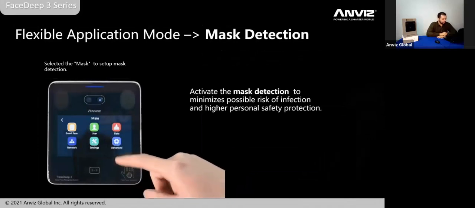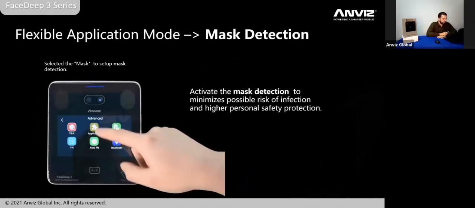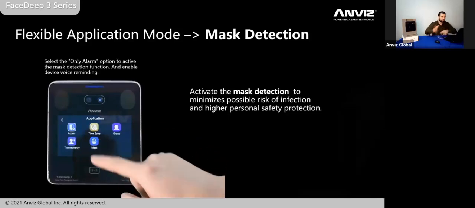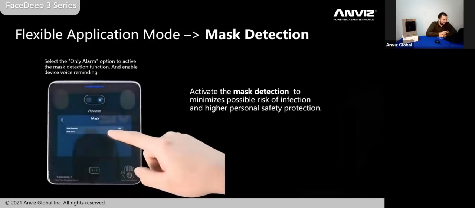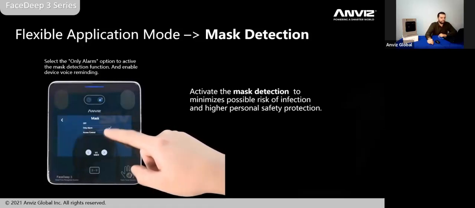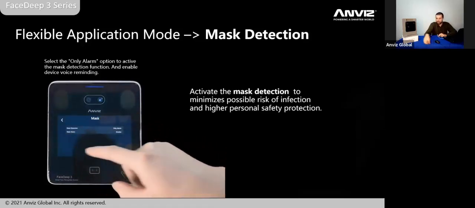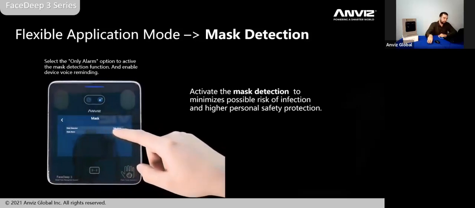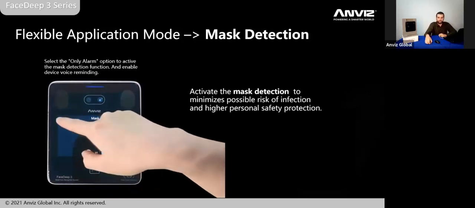And here is just the mask detection configuration. It's simpler than the visitor in normal mode. When we go to mask detection, we can enable or disable, and we can configure for alarm or for access control. So we have two options in there.